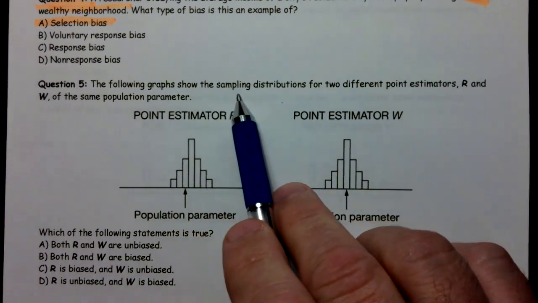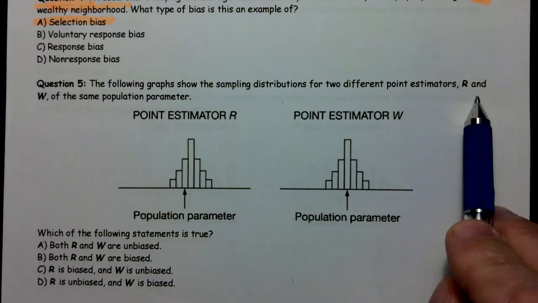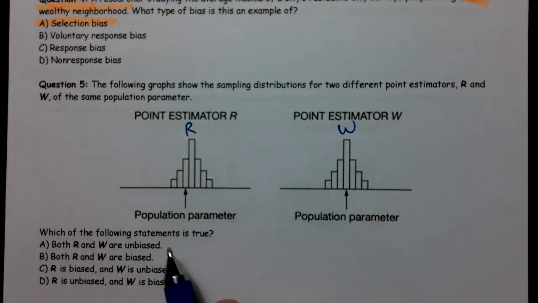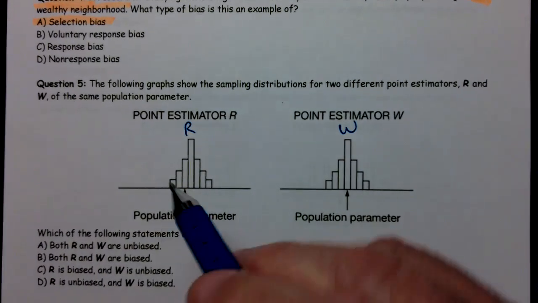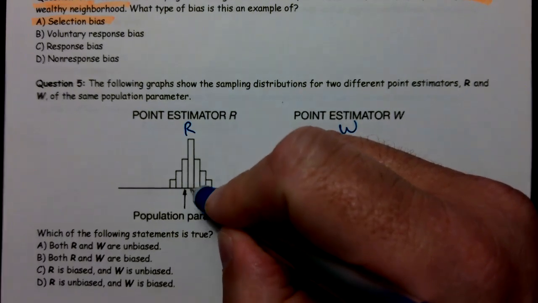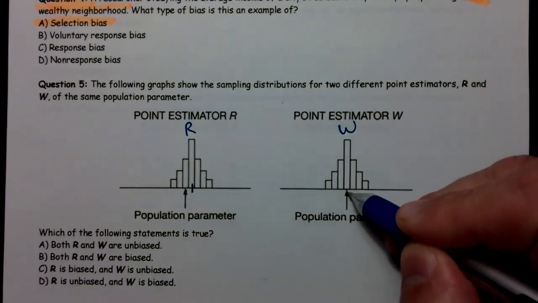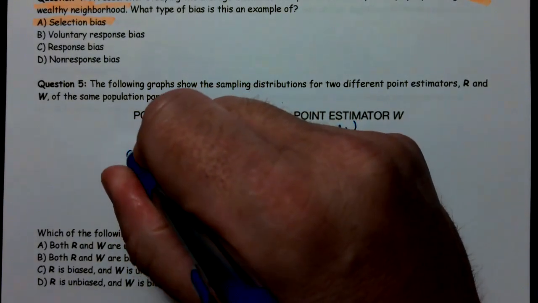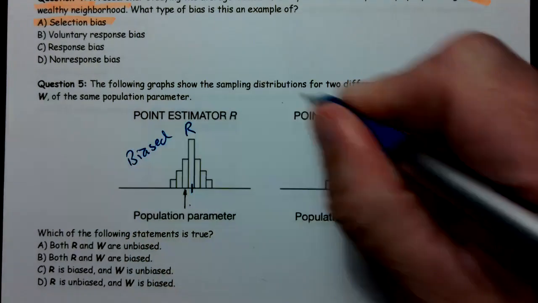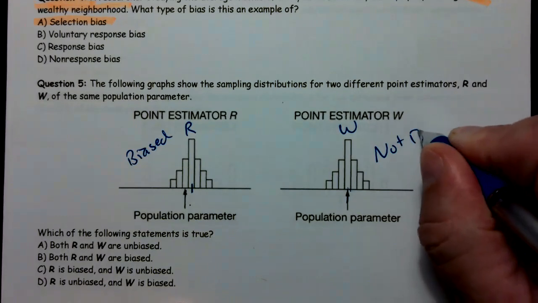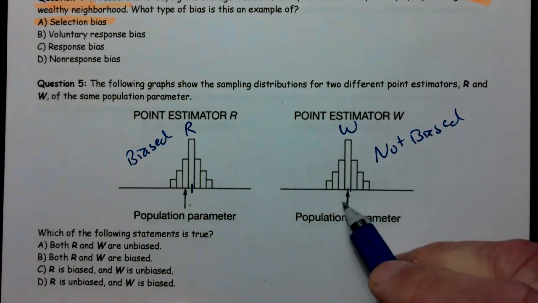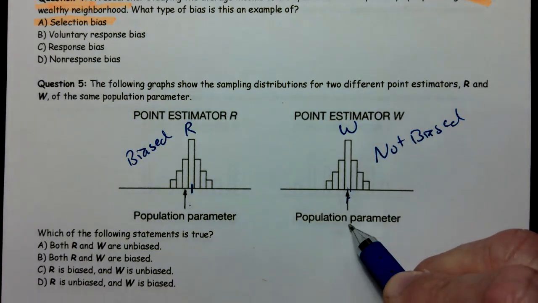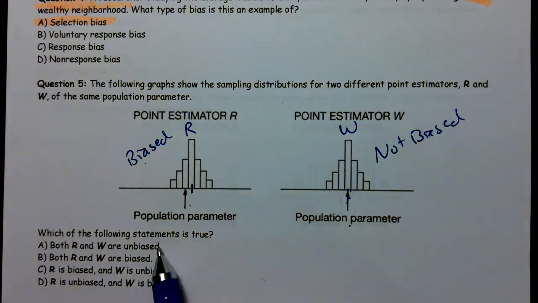The following graphs show the sampling distributions for two different point estimators, R and W. So we have R right here, we have W right here. And if we notice, this population parameter is not centered up on our sample. This one is. If it's not centered, then this is biased. And this is not biased. When it's centered, it's equal, then it's not biased. This is biased. So which of the following statements is true?